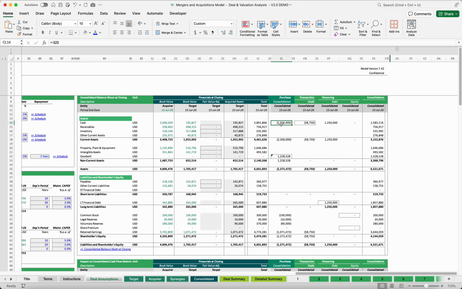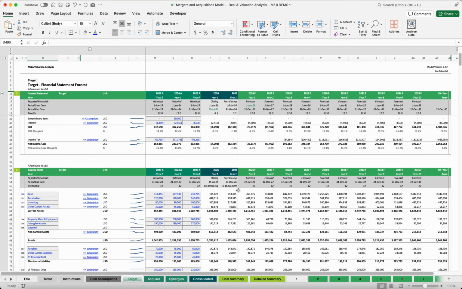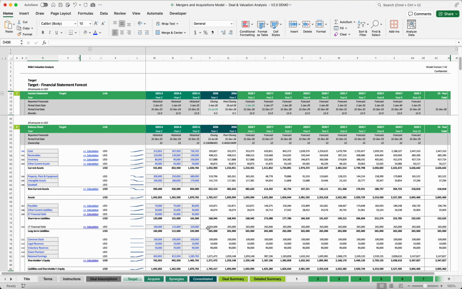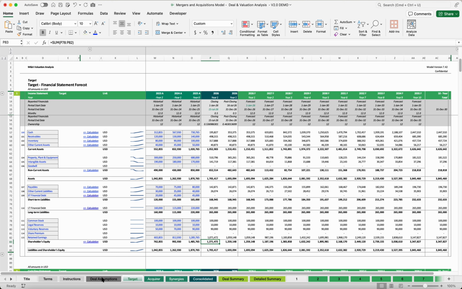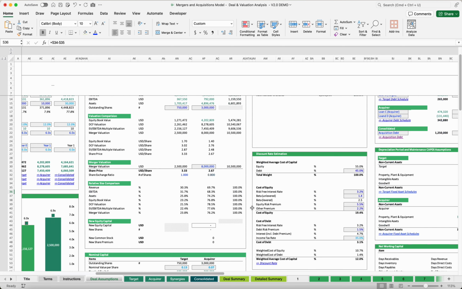So we have a purchase price to be paid. We have some goodwill to be created. Goodwill is basically how much you pay for the company's equity over what is the book value. In this case of the target, if we look at the balance sheet of the target, there is a book value of 1.27 million. So it means the goodwill is the difference between purchase price and equity book value.